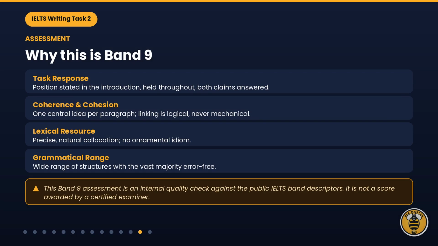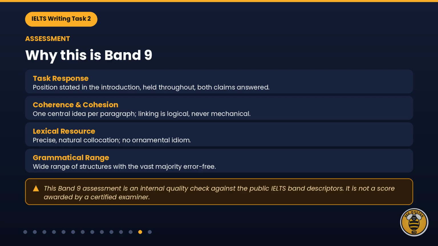Why this reaches band 9. Task response: the position is stated early, held throughout, and both claims in the prompt are answered. Coherence: one central idea per paragraph, with linking that is logical rather than mechanical. Lexical resource: precise and natural collocation. And grammatical range: a wide variety of structures with the vast majority error-free.